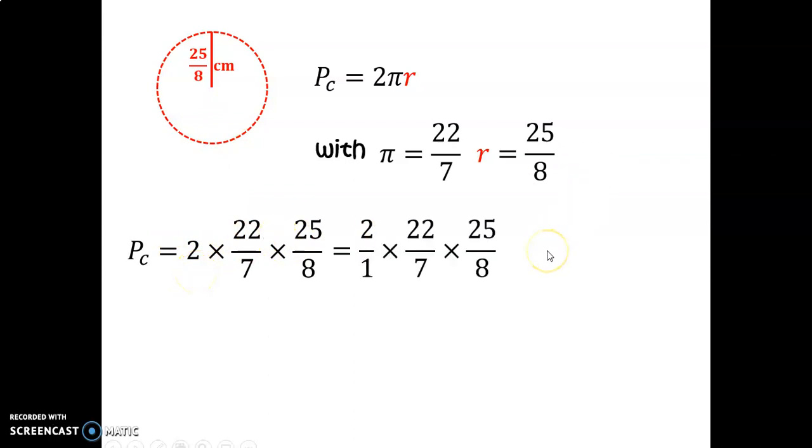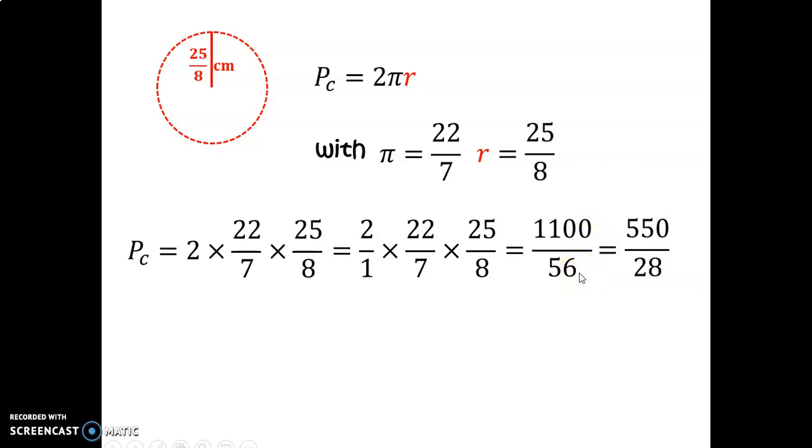You may use your calculator, and when we multiply these numbers, remember that it is 2 times 22 times 25, and then 1 times 7 times 8, you are going to find that the perimeter of the circle is going to be 1100/56. But we can simplify these fractions because both numbers are even, so we can divide the numerator and the denominator by 2.